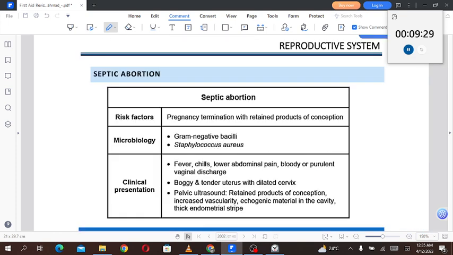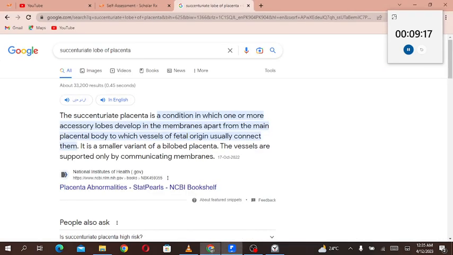Then we have septic abortion. What does that mean? Risk factors are pregnancy termination with retained products of conception. Okay. So microbiology is septic abortion. Okay. What is septic abortion?